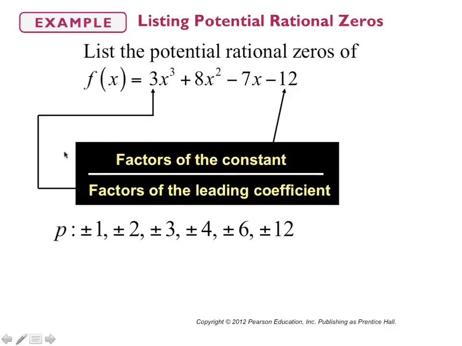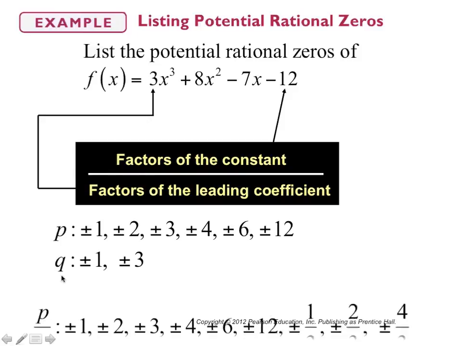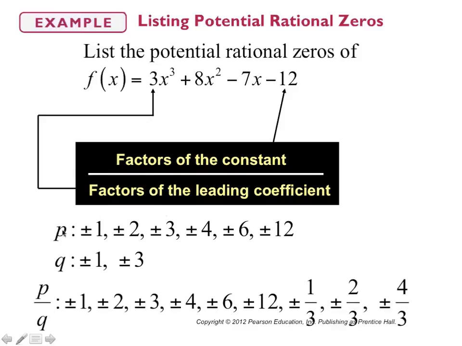Then you look at the factors of your leading coefficient, which in this case is 3. The only factors of 3 are just 3 and 1. These are all numbers that go nicely into this number right here. That's what it means to be a factor. Then we take our list of the factors of our constant, which we normally call P, and the list of the factors of the leading coefficient, which we typically call Q, and then we divide P by Q.